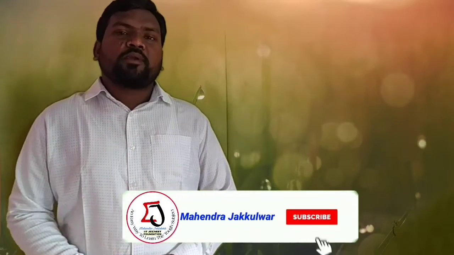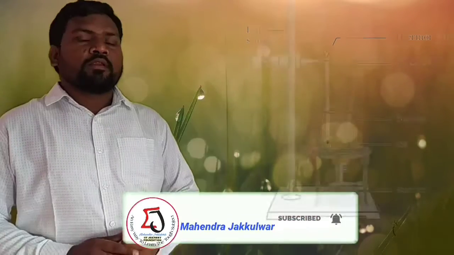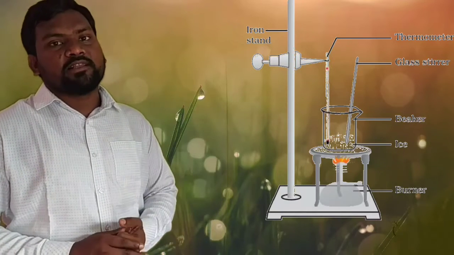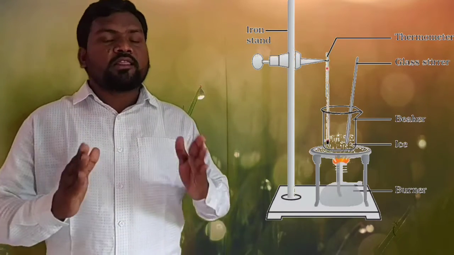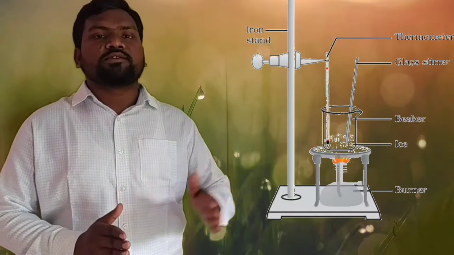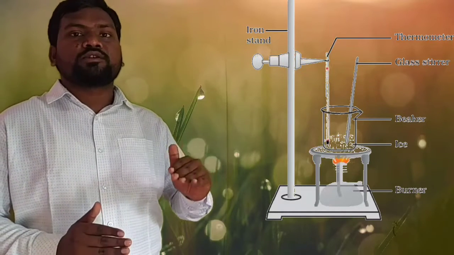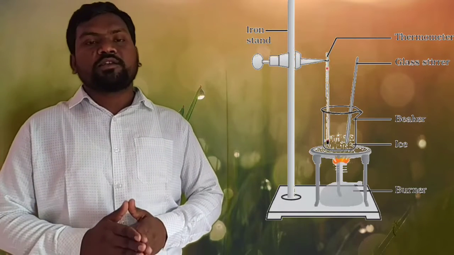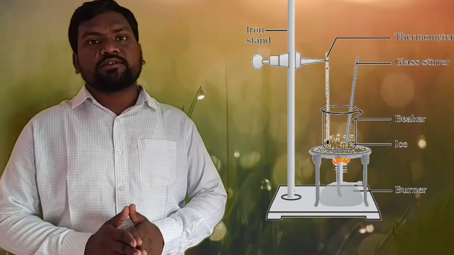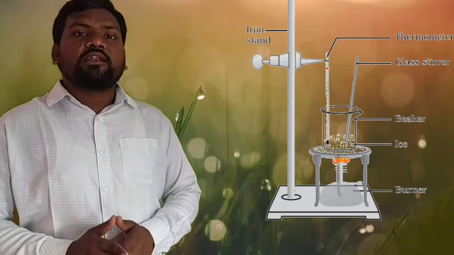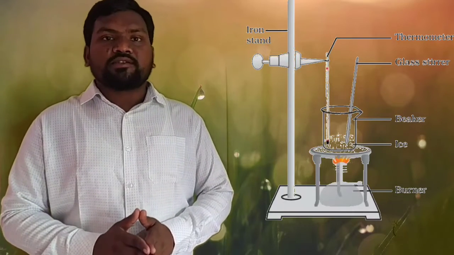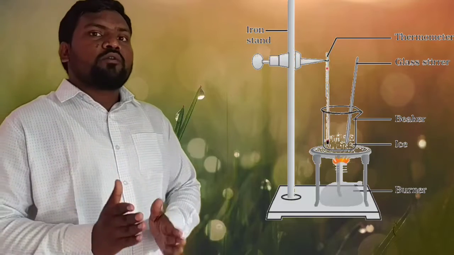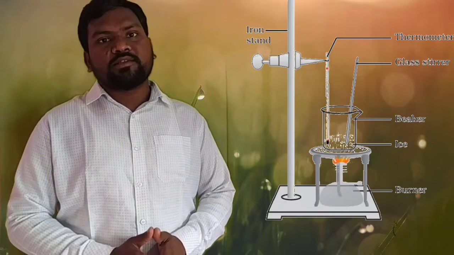The experimental arrangement is as shown in the figure. Let us consider we have taken ice at -3 degrees Celsius. When we start the burner, the temperature of the ice increases from -3 degrees Celsius to 0 degrees Celsius. And once the temperature of the ice reaches 0 degrees Celsius, then on further heating, the temperature of the ice does not increase for some time. During this time, the temperature of the ice remains constant at 0 degrees Celsius.